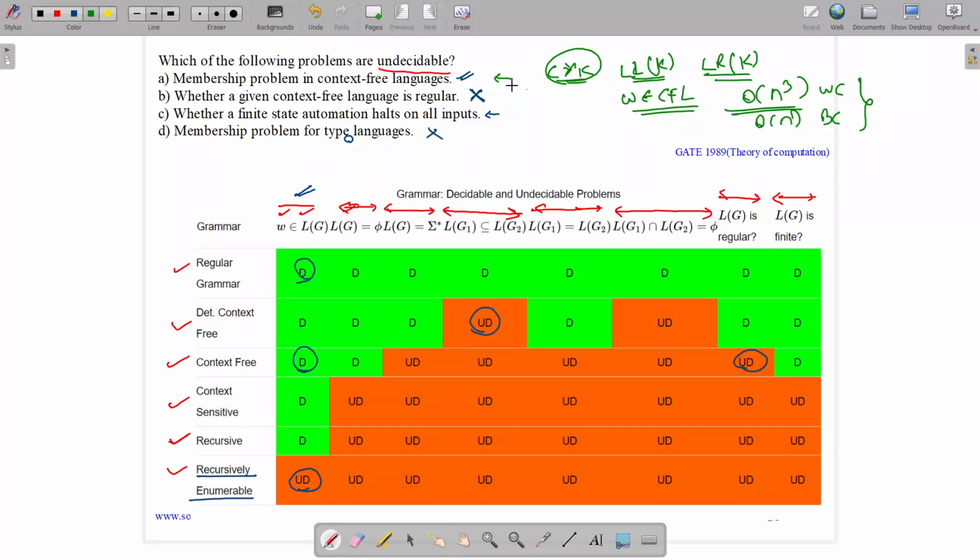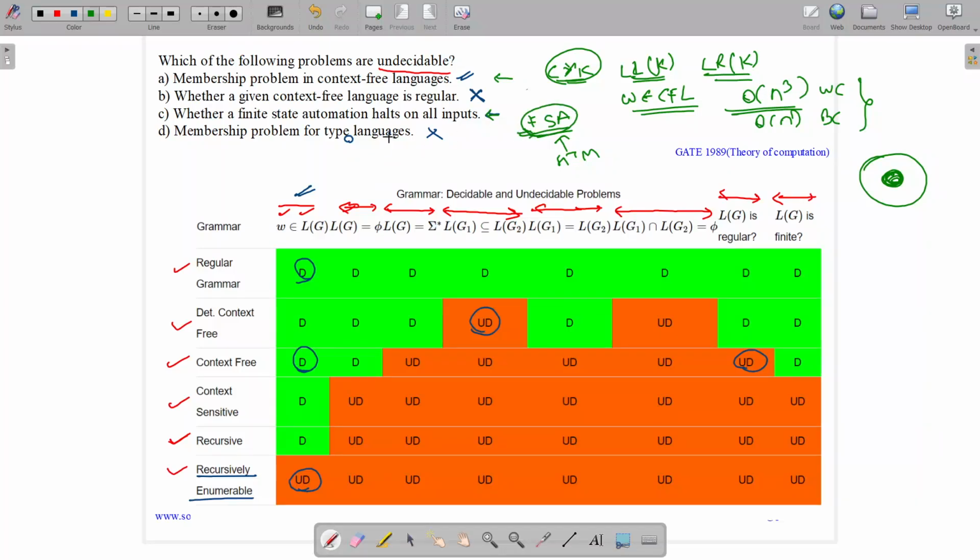Now let us see option C. What option C is saying is whether a finite state automaton halts on all input. It is basically a trivial problem, as a finite state automaton is a specific case of a halting Turing machine with limited power. A halting Turing machine has more power and a finite state automaton has less power. Hence, it is also a decidable problem, because the halting problem for such machines is decidable, so the finite state automata halting problem is also decidable.